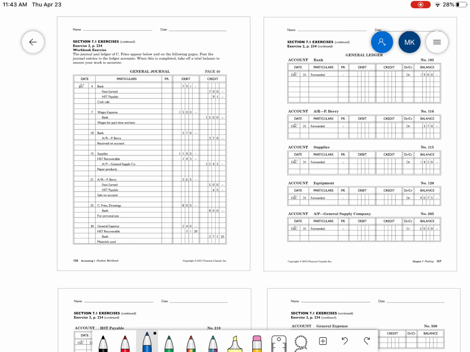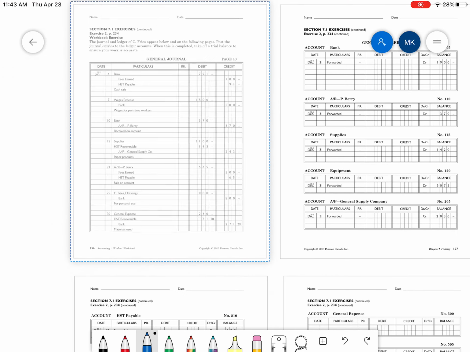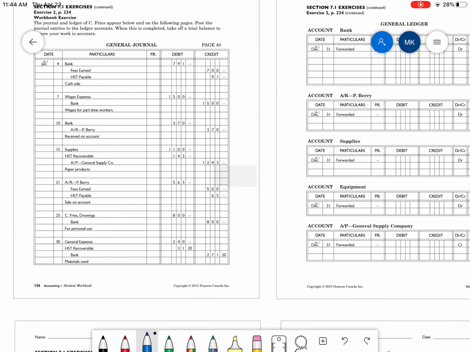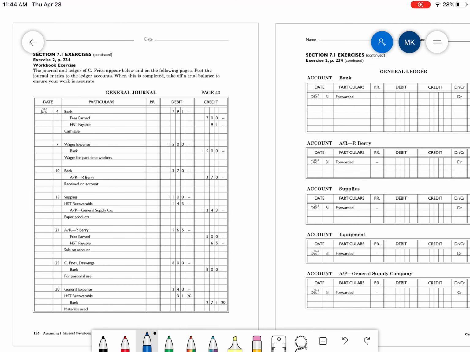Please go to page number 156 in your workbook. They have given us the journal entries. We are supposed to use these journal entries to post them to the ledger, right? Let's begin. Now, the first journal entry that is given to us is bank debit, fees earned, HST payable, right? And the explanation is cash sales. Let's do it one by one.